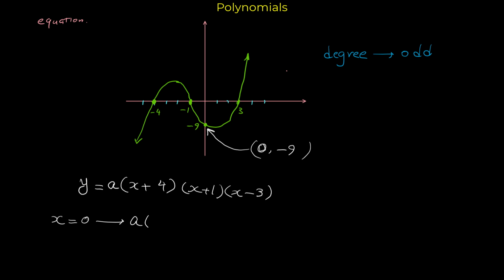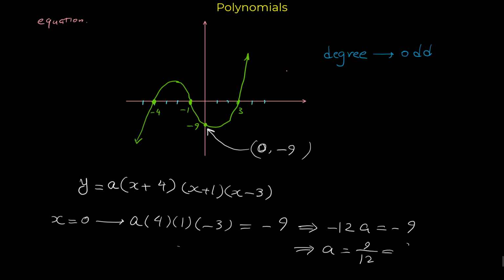Then we have a times (0 plus 4), (0 plus 1), (0 minus 3). We plug in 0 for x and this should equal -9. From here, -3 times 1 times 4 is -12a equals -9. So a is 9 over 12 or 3 over 4.